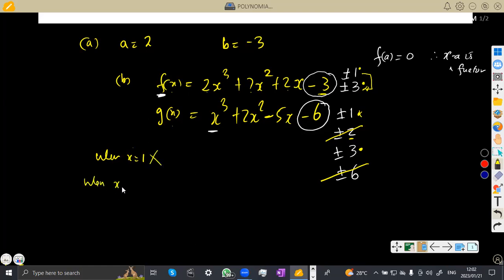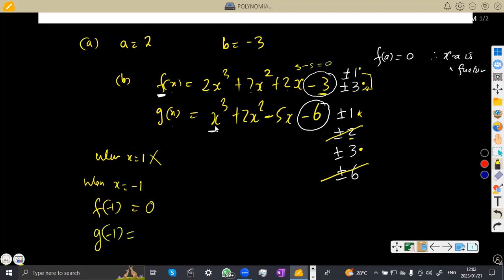When x is equal to minus 1, let's see f of minus 1, what are you going to have? If you substitute, this is going to be minus 2 plus 7, which is 5. And this is going to be minus 2 minus 3, which is minus 5. So it's 5 minus 5, that's a 0 here. So this is going to give us a 0.